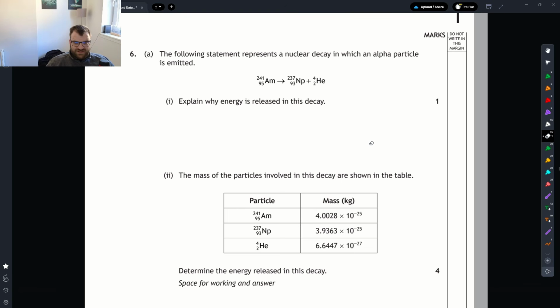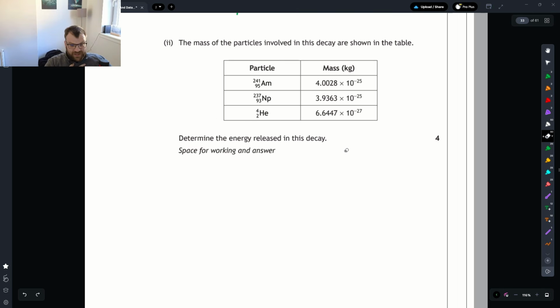In this question, we're asked about why energy is released during this decay. There must be some of the mass that has been converted into energy. In this one, we're asked to work out what that energy released would be. So we need to look at the mass difference.